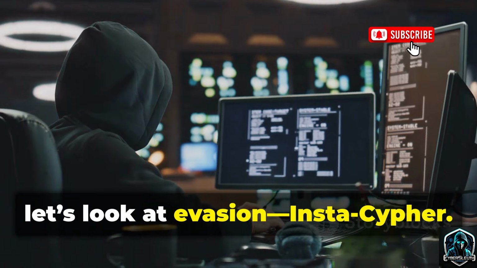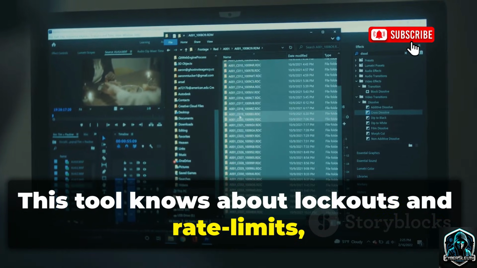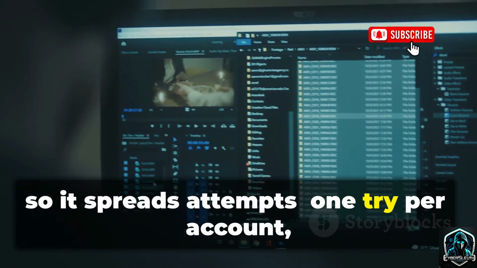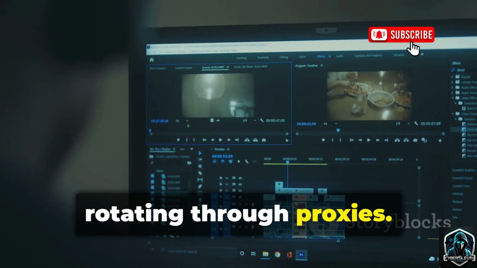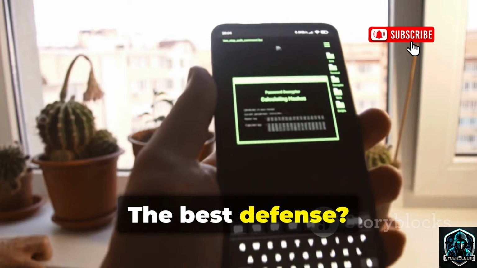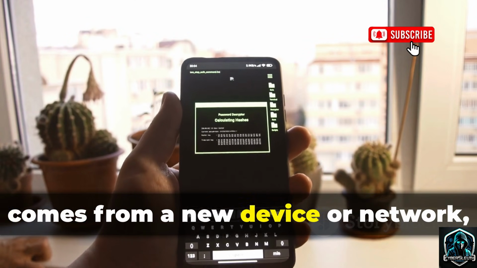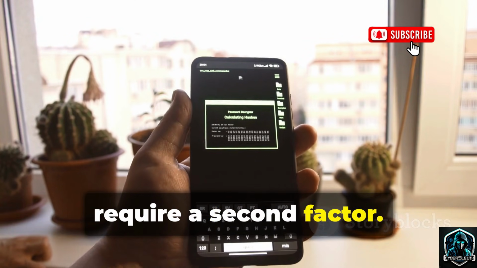Next, let's look at evasion, Instacipher. This tool knows about lockouts and rate limits, so it spreads attempts one try per account, rotating through proxies. It mimics many users, dodging simple rules. The best defense? Multi-factor authentication. If a login comes from a new device or network, require a second factor.